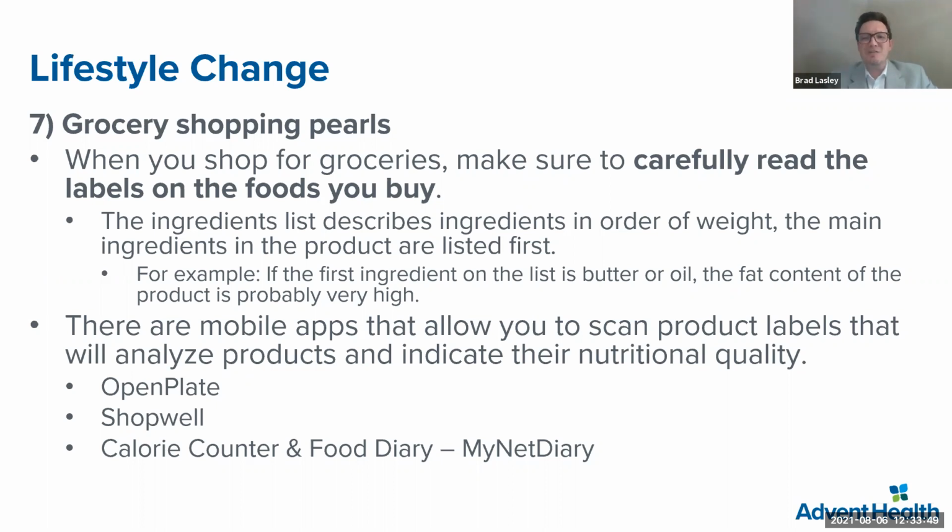So the ingredients list describes ingredients in the order of weight. The main ingredients in the product are listed first. That's what you have to know. So for example, if the first ingredient on the list is butter or oil, the fat content of the product is probably very high. So keep that in mind when you're looking.